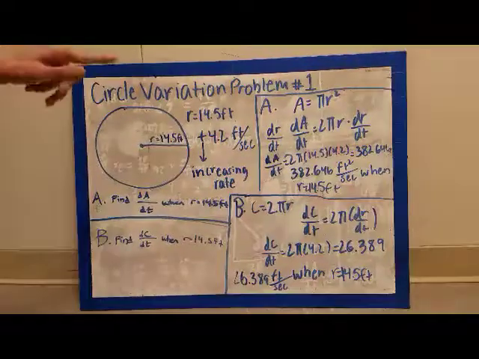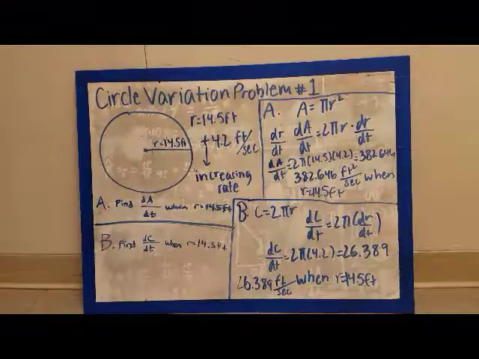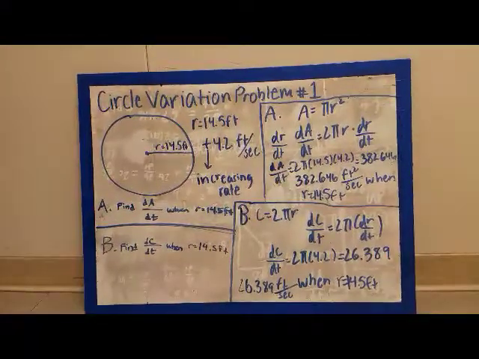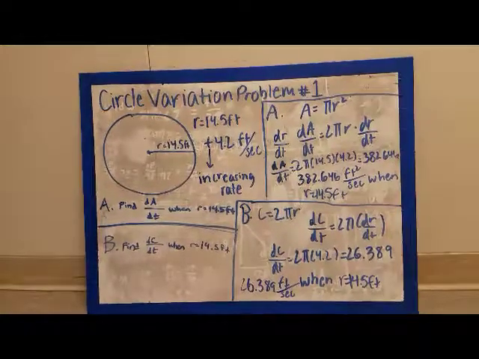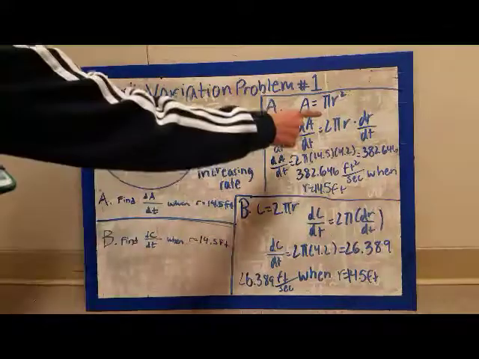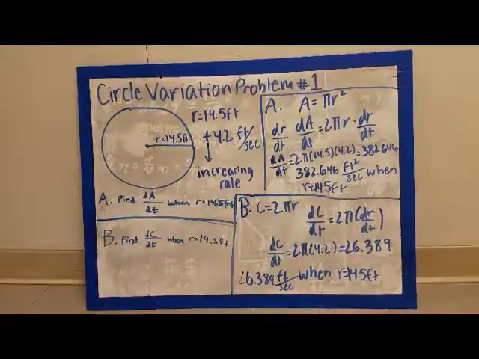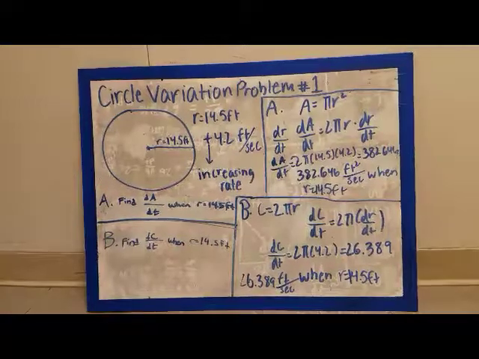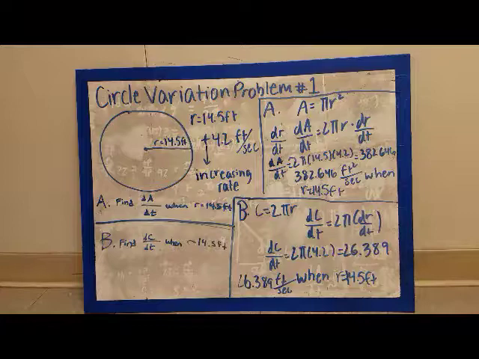So the equation we used was A equals pi r squared, because that relates A, what we're trying to find, to the radius, which we're given. So then we found the derivative of that, which is just dA over dt equals 2 pi r times dr over dt. And then we plugged in what we know, which is the radius, 14.5, and then dr over dt, which is 4.2, because that's how fast it's changing.